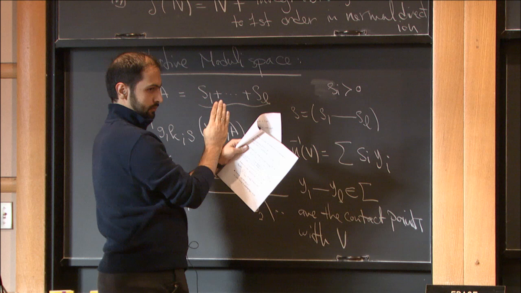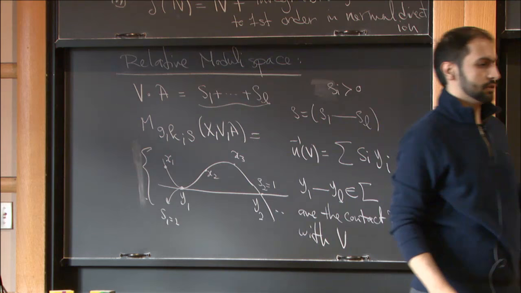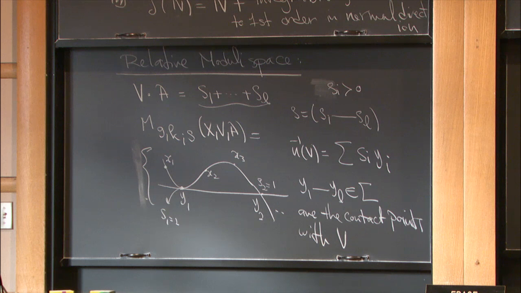Otherwise, you don't get the C star action. No, but when you just say meromorphic section over Z2, Z2 is a part of the curve inside that. C is a section of the normal line bundle over that. So is this extra condition on J so that you can set up the relative? Yes, to get the C star action.